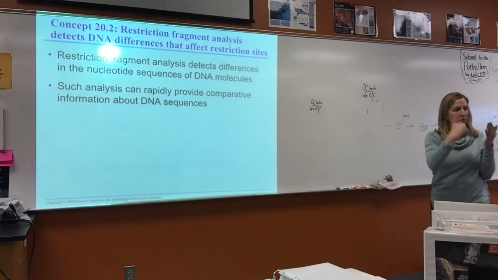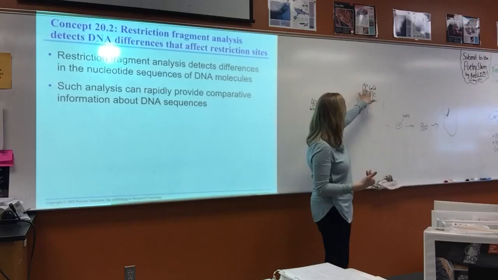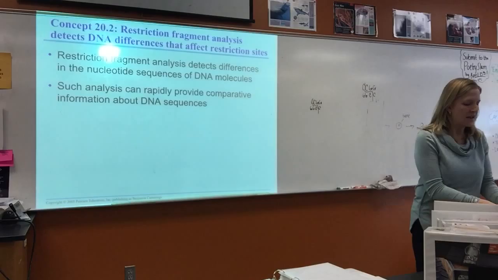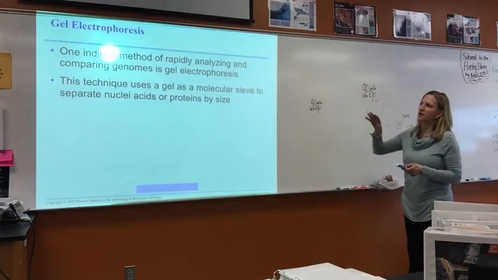Because different people's DNA have different sequences, do you think they're going to have the exact same number of cutting sites? Most likely not. Some people may have more of this sequence than others, and so people's DNA will cut at different spots. Therein lies the basis for gel electrophoresis, an indirect method of rapidly analyzing and comparing genomes.